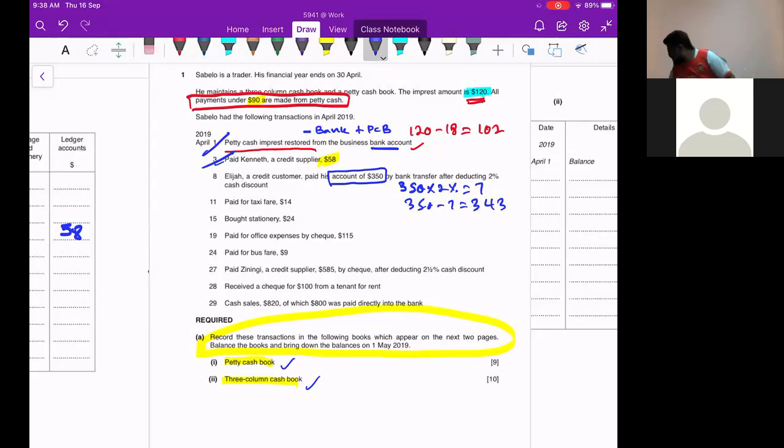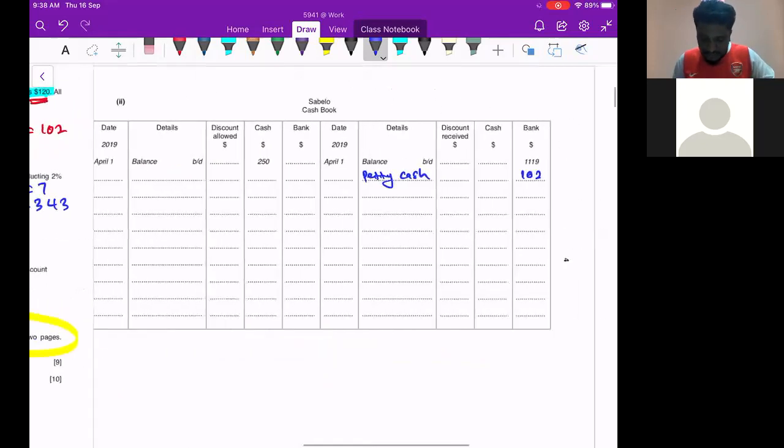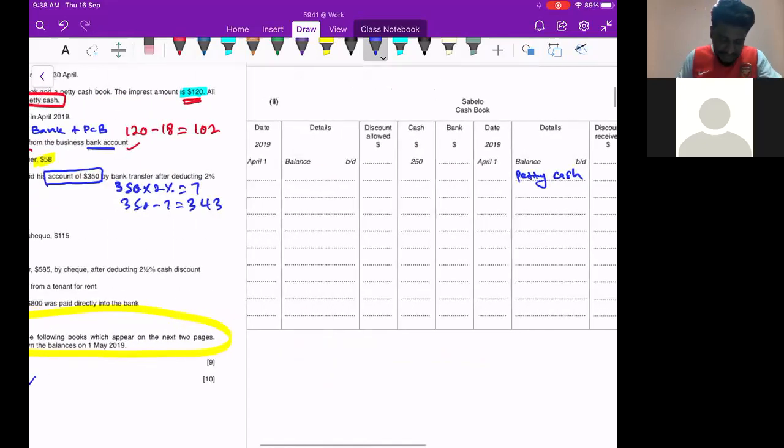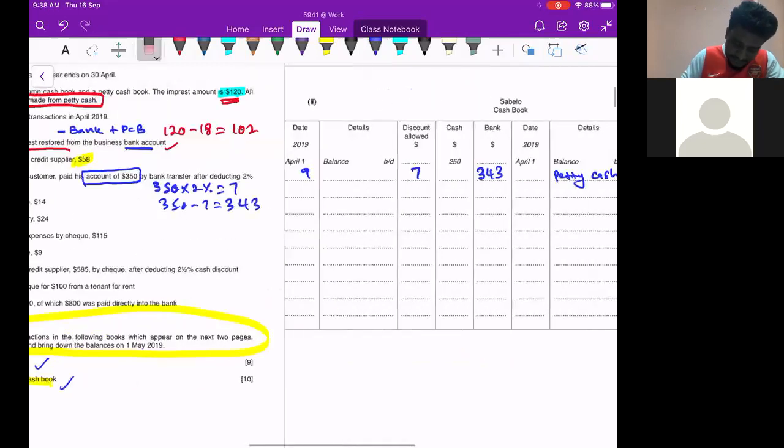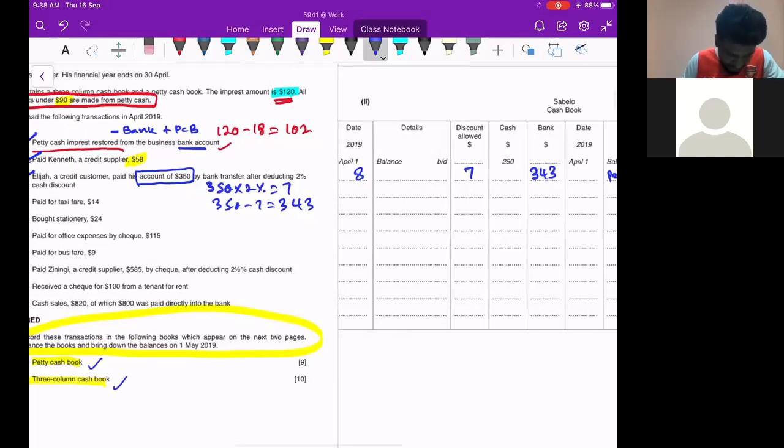Give me 1 minute. Okay, so I go to the cash book on the debit side, the bank transfer. Bank transfer is a bank. So 343, discount is 7, on the 9th. Am I correct? No, it's 8. April 8th. And then who paid me? Elijah. Yeah.